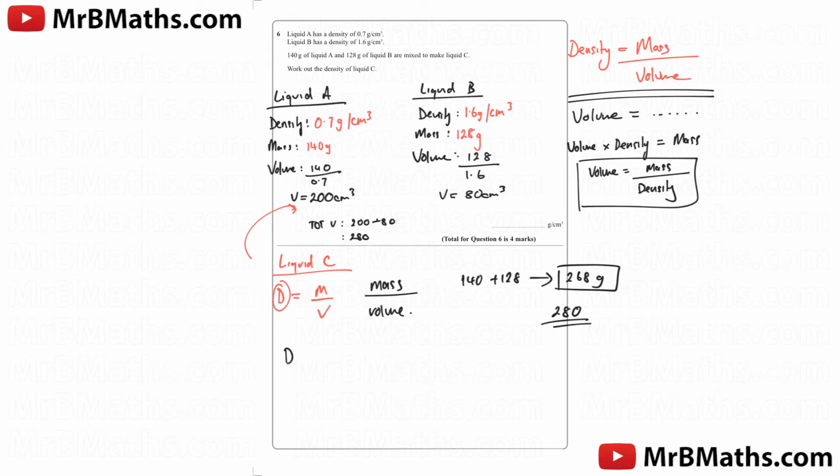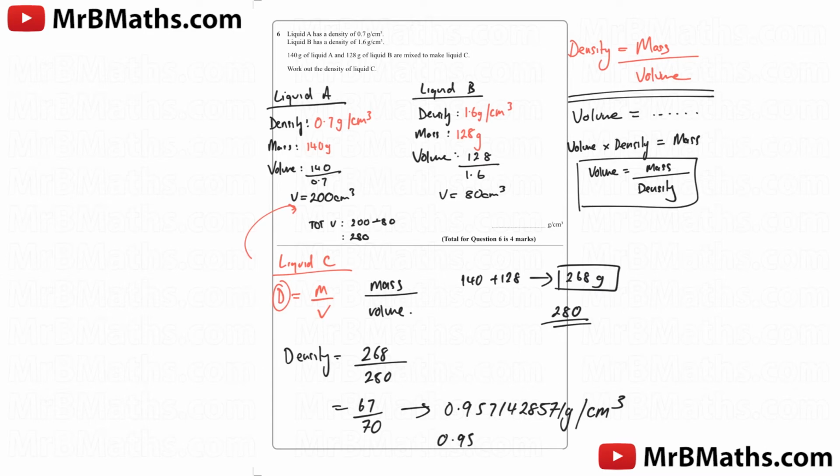So therefore, to find the density, we do 268 divided by 280, and if you do that into the calculator, you'll get 67 over 70, or 0.9571428571 grams per centimeter cubed. Okay, and we could just write 0.957 as our final answer.